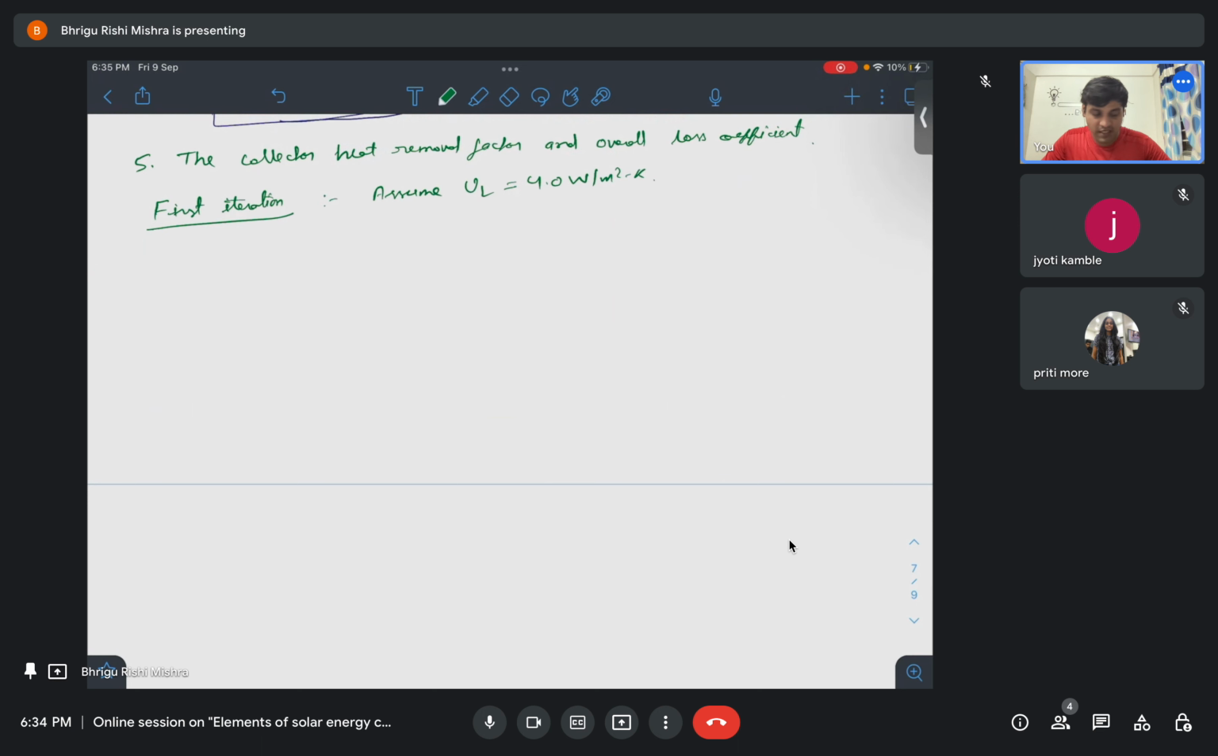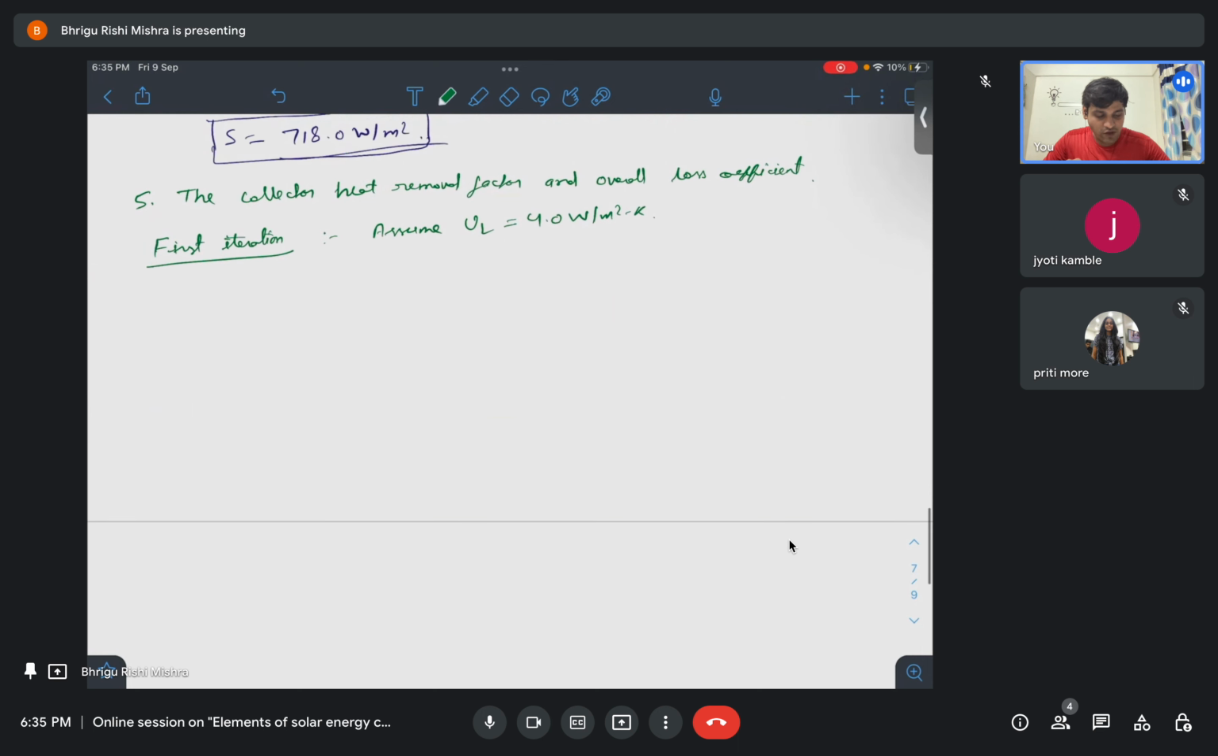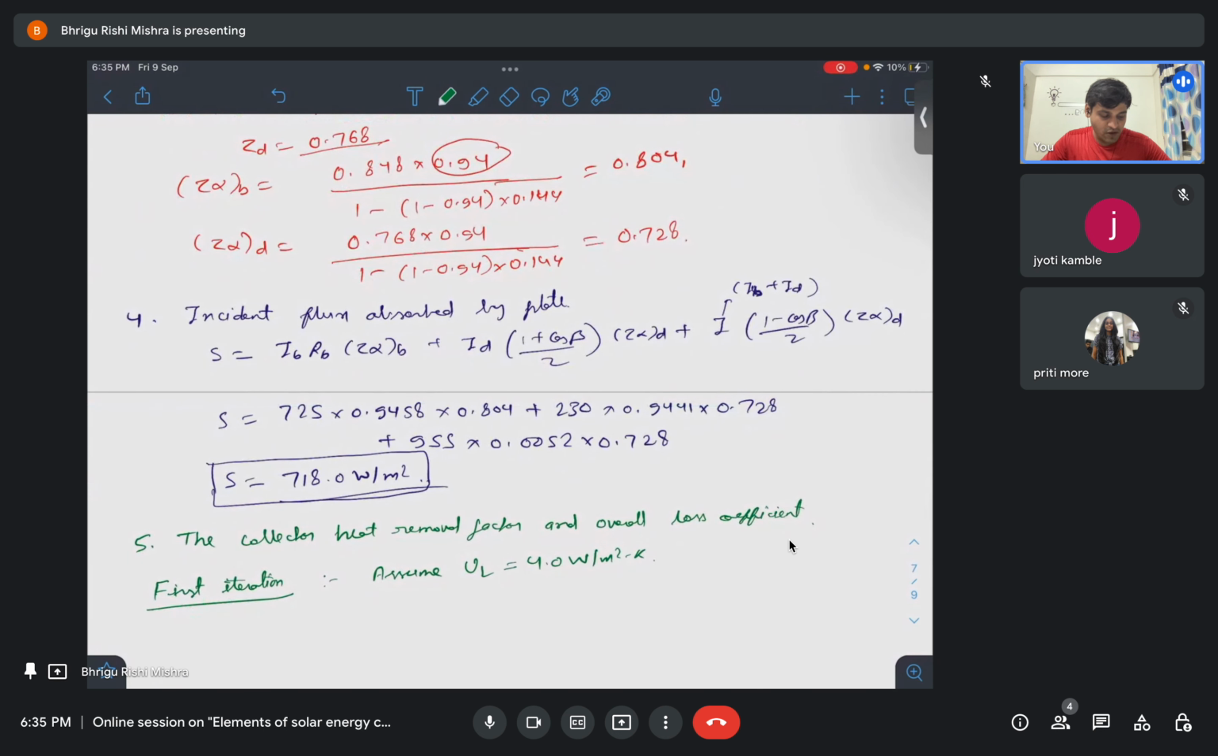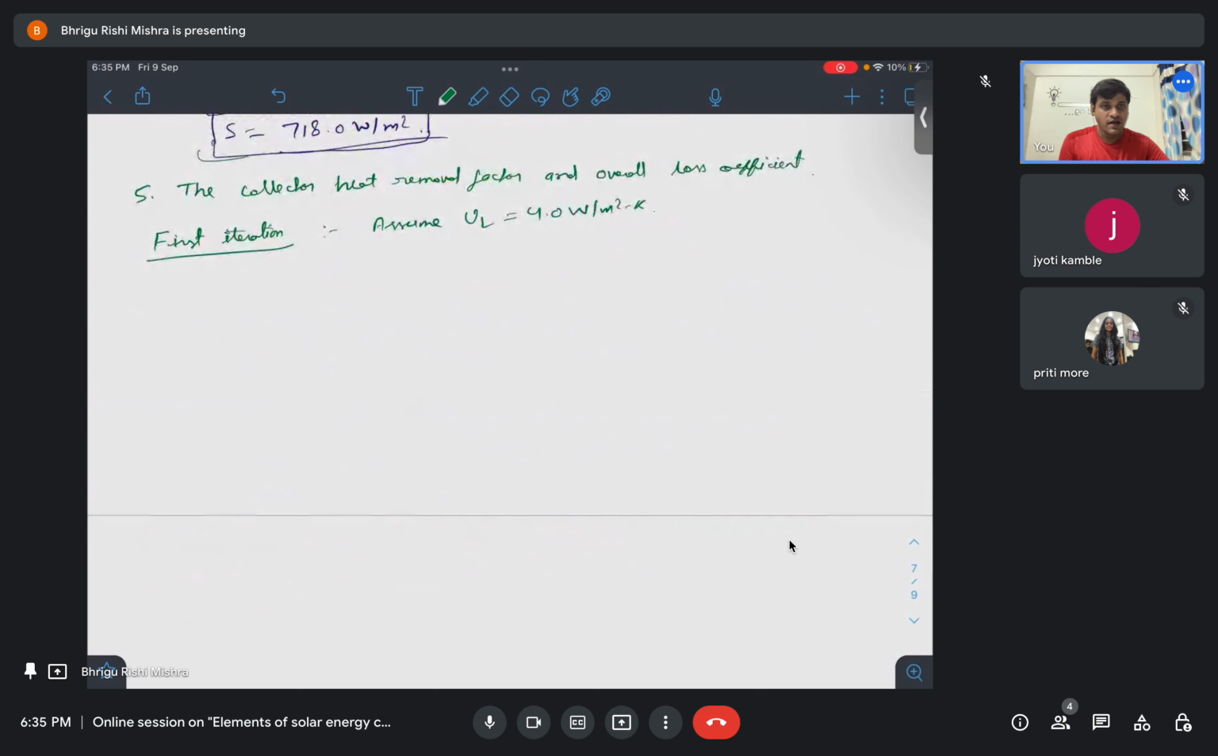Since for this case there is only one glass cover, and the absorptivity of the plate is also given as 0.94, and we also got that the useful solar radiation absorbed by the plate is 718. So based on such data and based on the experience we can say that this UL value is a decent assumption, and we will see how far we are from the actual value. Okay, so UL is given.